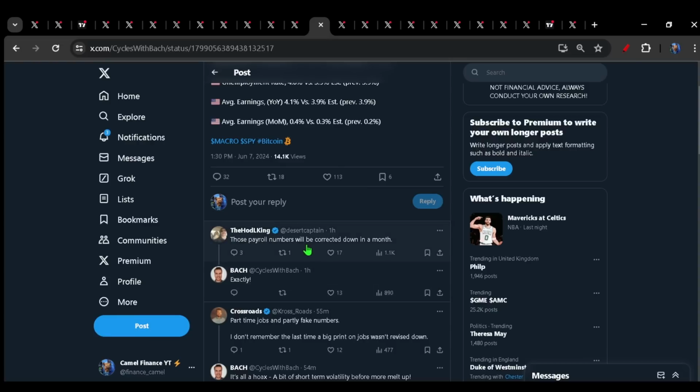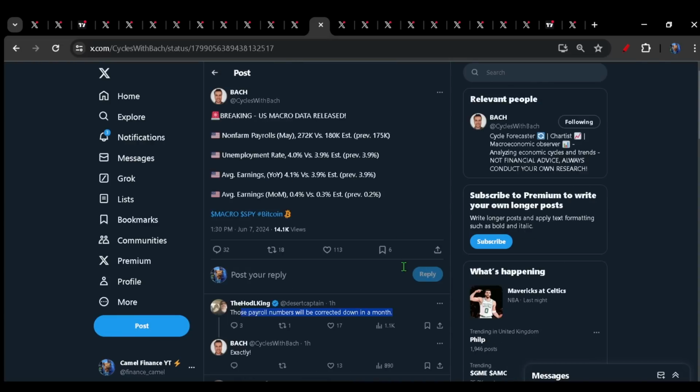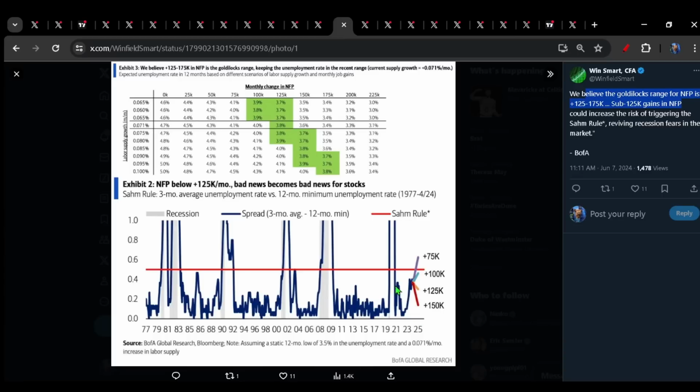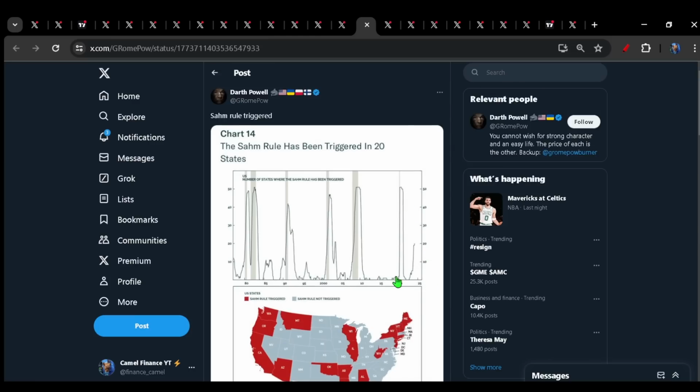But if we scroll down in the comments, you can see these payroll numbers will be corrected down in a month. They have a history of doing this of late. They release the data that is seemingly hot, and then quietly a couple of weeks later, they tend to revise these numbers down. If that is the case, we may well be even closer towards triggering a SAM recession rule, which we have also been tracking on this channel.